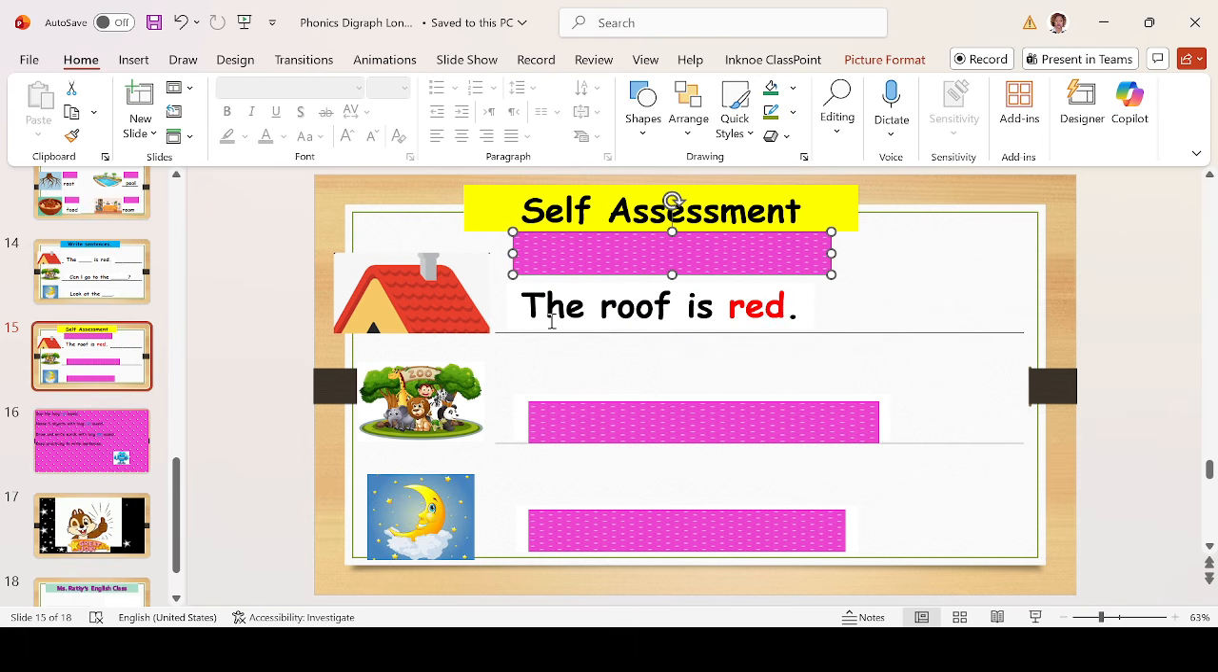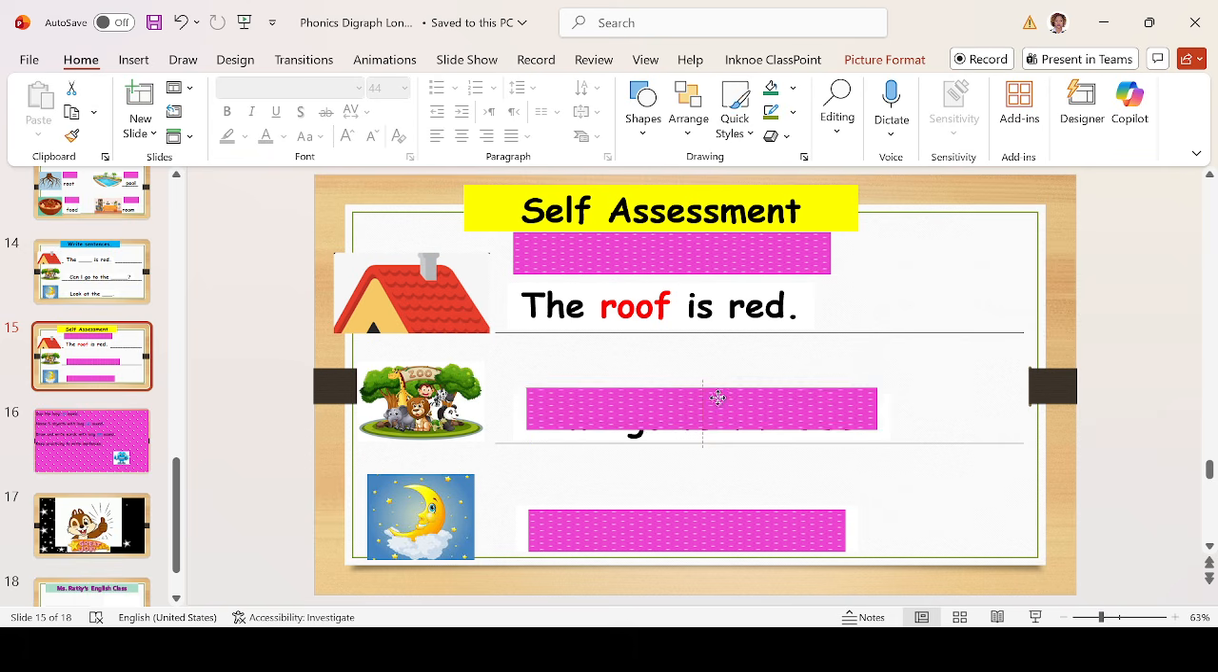Now let's see. The roof is red. Capital T, T. Then finger space. And the word, oh my goodness, which word is supposed to be red? The word roof, right? This word is supposed to be red, because that was our missing word. And this one is supposed to be in black. So I will just fix it for you now. Okay. So the roof is red. Now it's okay. And then we go to the next one.